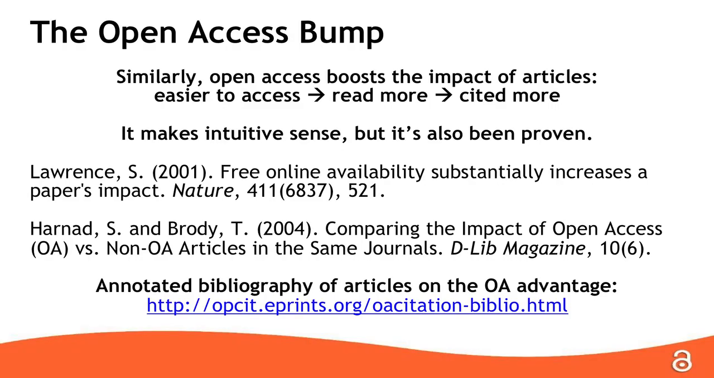And the second one, comparing the impact of open access versus non-open access articles in the same journals, is especially interesting because instead of comparing this open access journal with this non-open access journal, it looks at journals that have both open access articles and non-open access articles. And it showed that within the same issue of the journal, the articles that were open access get cited more.